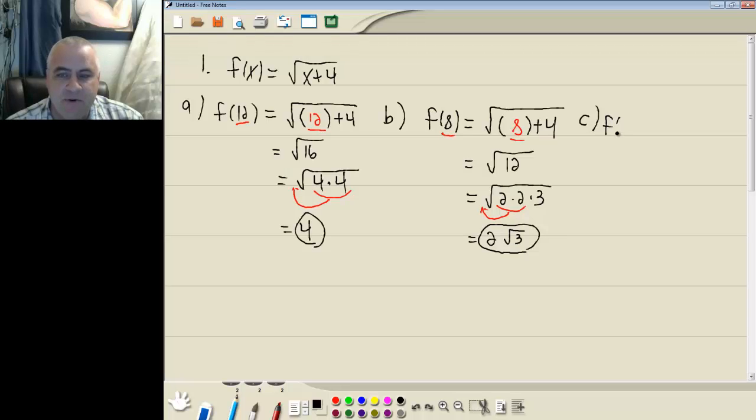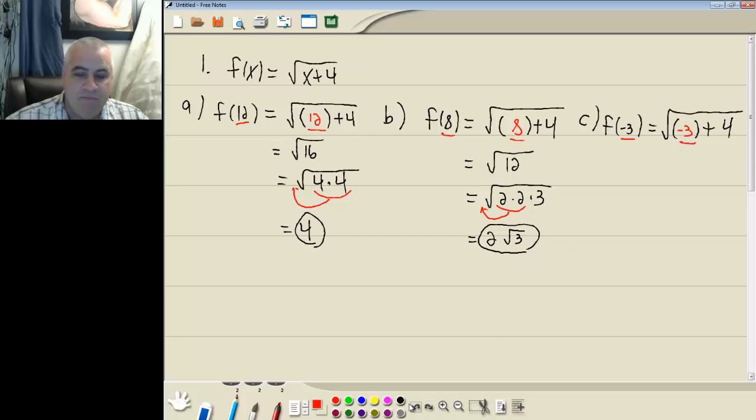Let's take a look at f of negative 3. Again, we're going to go through, and we'll put parentheses where x is. So we've got square root of parentheses plus 4. Whatever's inside the parentheses here is what we'll put in here. So we'll put in negative 3. Well, negative 3 plus 4 is 1, and square root of 1 would give us 1. I didn't write it out, but 1 is 1 times 1, and again we've got a pair of 1s. We're looking for a pair of somethings.